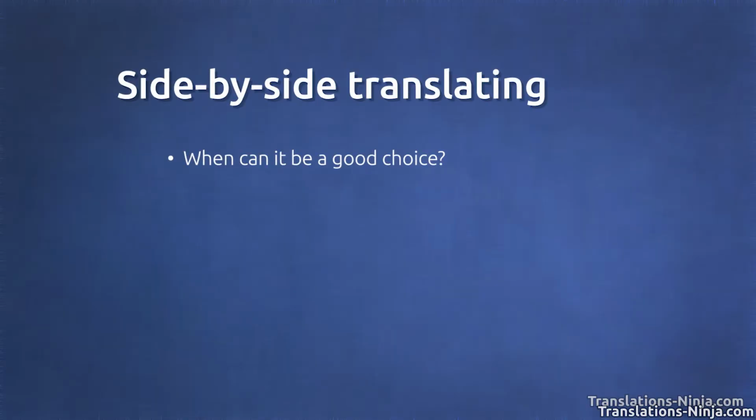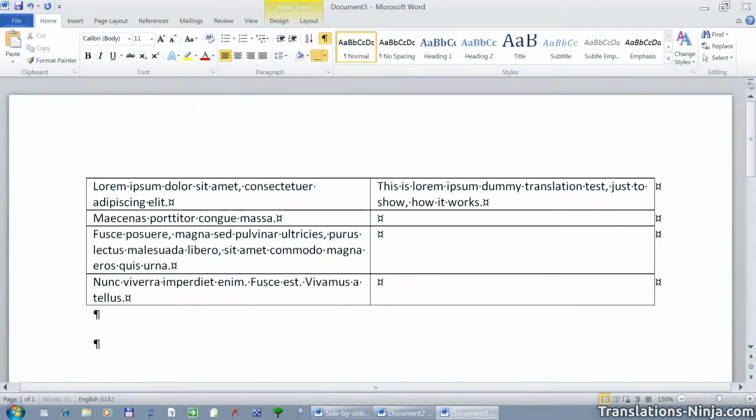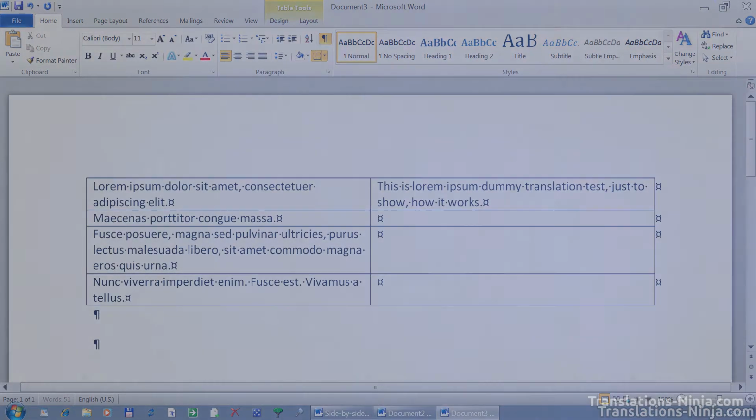When can be good choice? If you do not use any CAT tool and you have to translate a Word document that is not too complex, then side-by-side translating may be the preferred way to go. The source text on the left stays visible all the time, and the translated text occurs on the right, simple to compare with the source text and to correct if necessary, whenever you want.